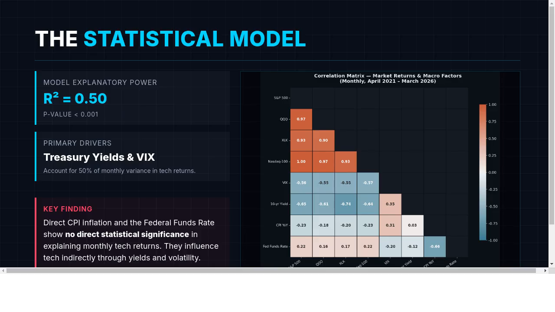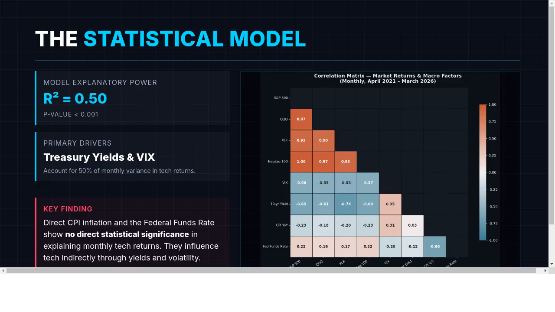Interestingly, direct CPI inflation and the federal funds rate, while important, show no direct statistical significance in explaining monthly tech returns. They influence tech indirectly, through other channels. This model provides a robust framework for understanding the primary quantitative levers. Let's unpack the first of these key drivers.